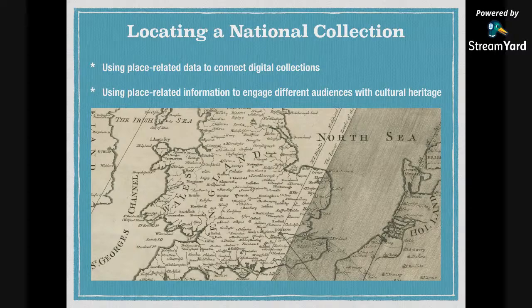Again, it's within a larger funding scheme that is called Towards a National Collection. And its aim, again, is to create links across different collections using place information in the data, in the metadata, any kind of place information. So the Pelagius project was very much relying on linked open data. Locating a National Collection looks at all kinds of place references.